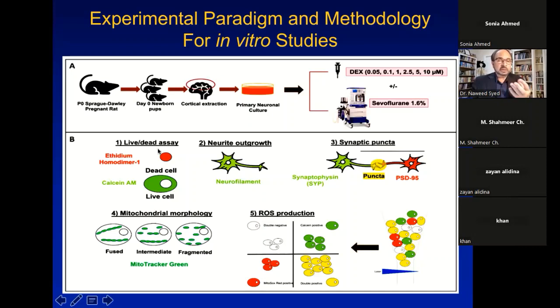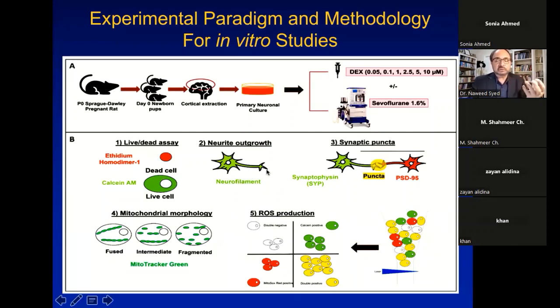We will look at ethidium homodimer-1, which is an indicator of cell death. So when a cell dies, it will pick up the dye in the nucleus, and this is how we can recognize the dead cells. And then we can also label live cells using calcein AM, and this will indicate healthy and living cells. So this is the first aspect. We ask the question, when we expose these neurons to anesthetics, what will happen to their live-dead assay or their viability?